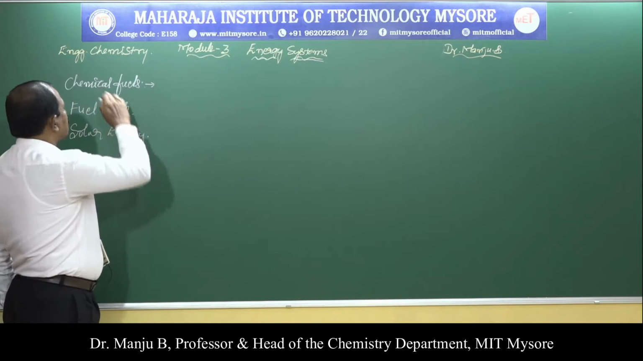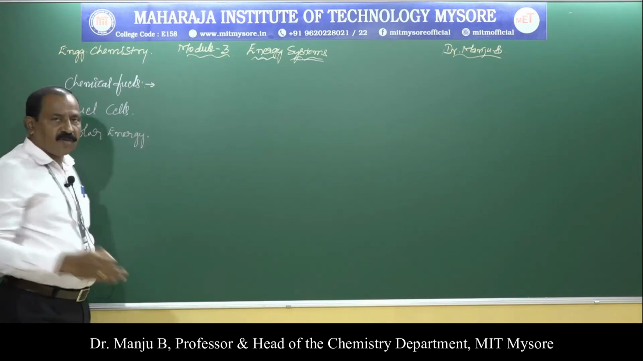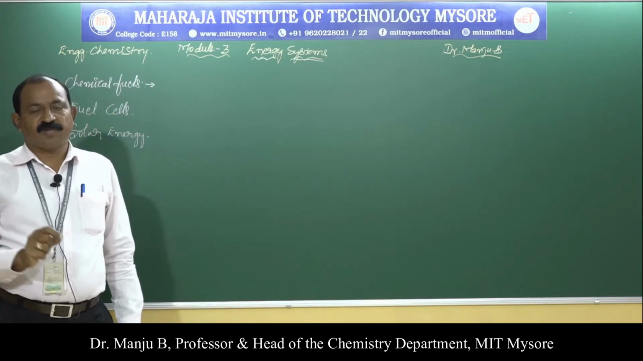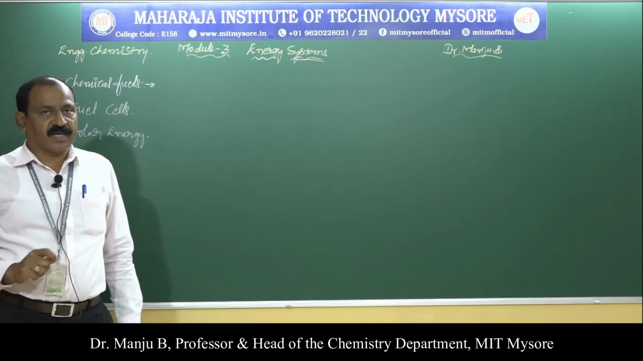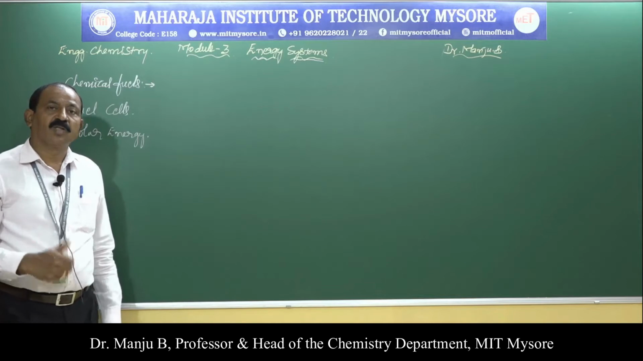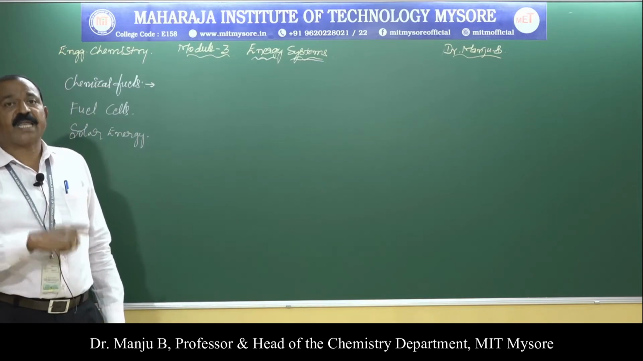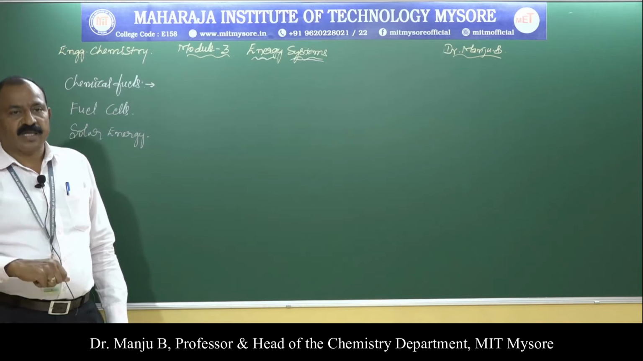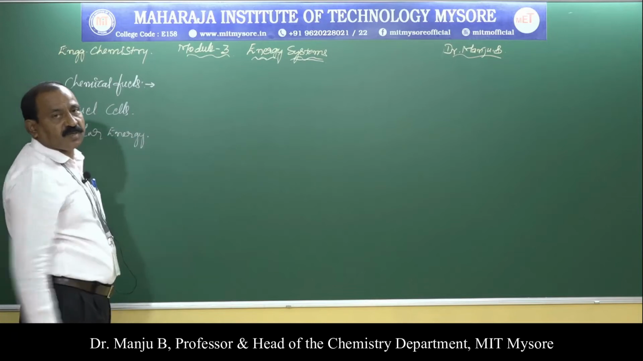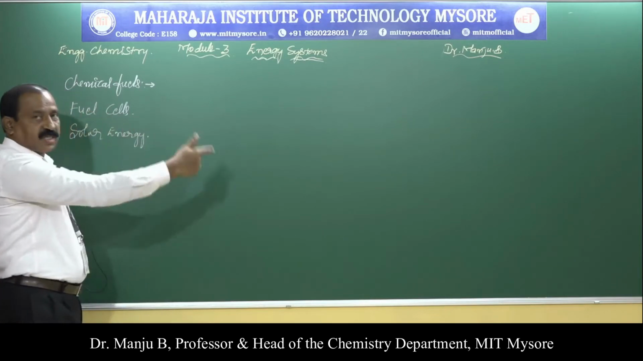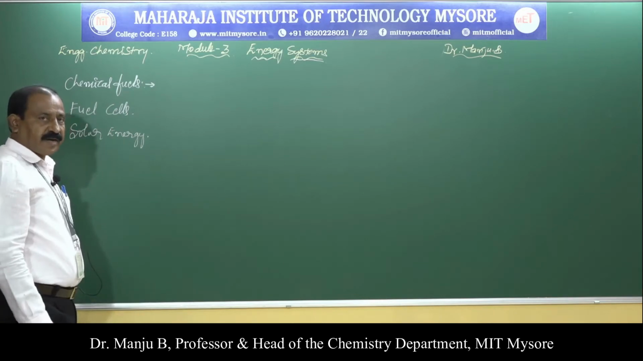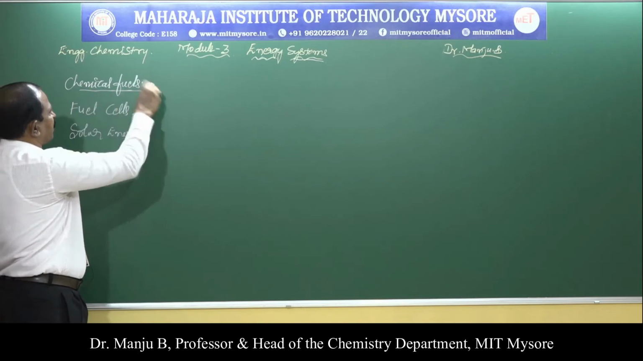Now I am going to take up chemical fuels first. I think all of you know the first law of thermodynamics. What does it say? The energy in the universe is constant, neither created nor destroyed, but it can be changed from one form to another form. The same thing here: in chemical fuels, heat energy is converted into electrical energy. In fuel cells, chemical energy is converted into electrical energy, and direct electricity is generated. Now I will take up chemical fuels first.